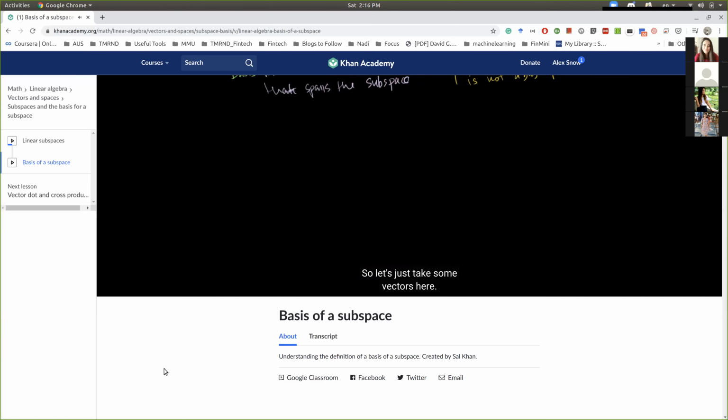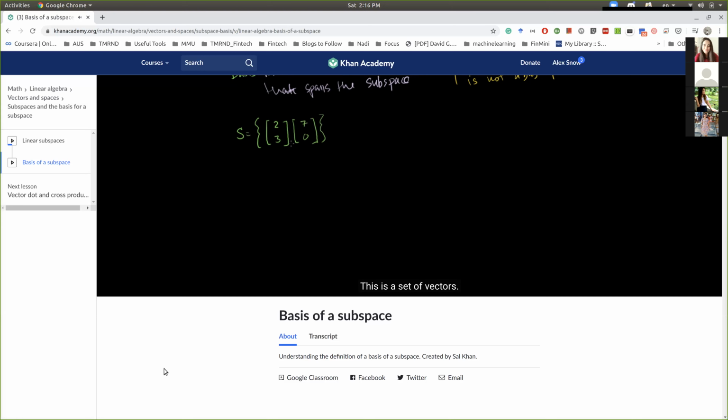So let's just take some vectors here. Let's say I define my set of vectors, and I'll deal in R2. So let's say I have the vector 2, 3, and I have the other vector 7, 0. So first of all, let's just think about the span of this set of vectors.